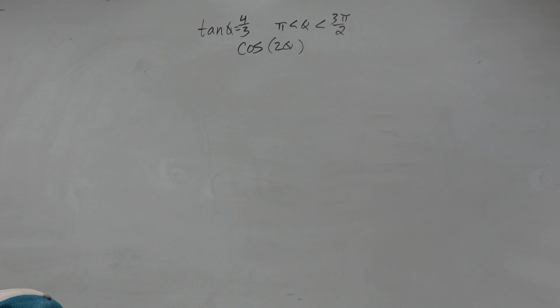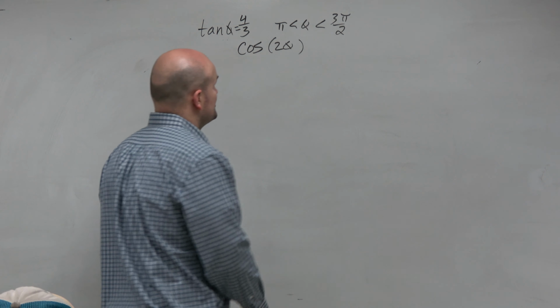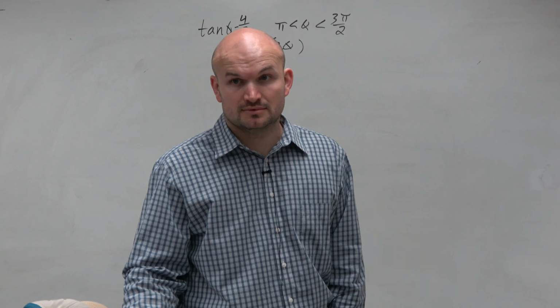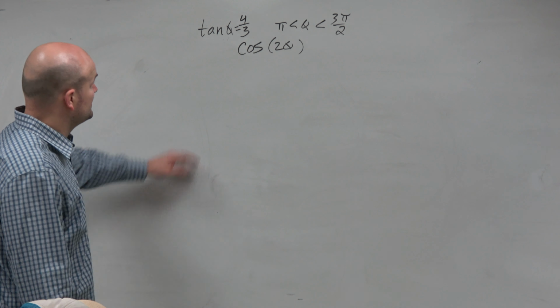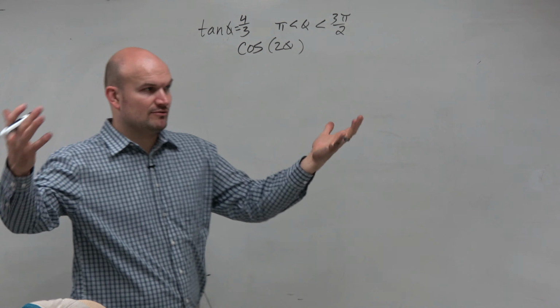So in this one, ladies and gentlemen, this one is asking us to, now we're not given an angle, right? But we're still asked to evaluate the cosine of 2 theta. We're given a trigonometric equation, tangent of theta equals 4/3. And it's not just any random trigonometric equation.